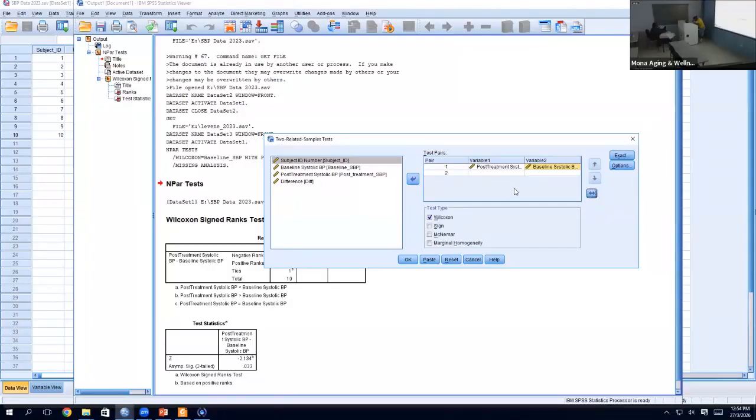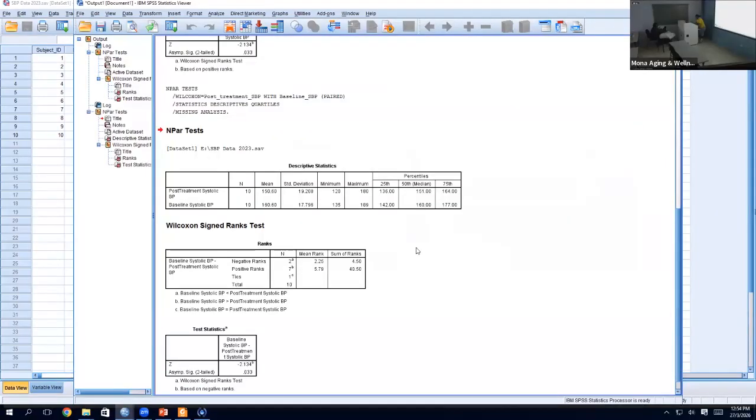We could go on Options if we want to and tick descriptives and quartiles. You don't necessarily need it, but we can look at it and see what they look like. What we're interested in is the Wilcoxon. That's already ticked by default for me. If that's the case for you, we'll just leave it. If not, please tick it. And then we'll click OK.